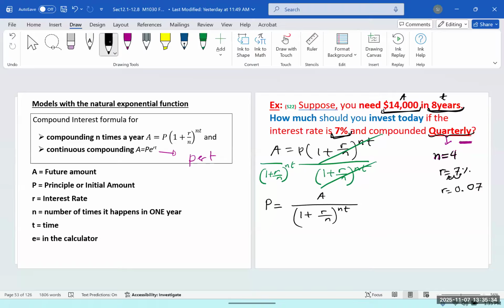And then we just substitute everything given here. Our A is 14,000. 1 plus interest rate is 0.07. You're compounding 4 times a year. Whole thing to the power 4 times 8 years. Now 4 times 8 is what?